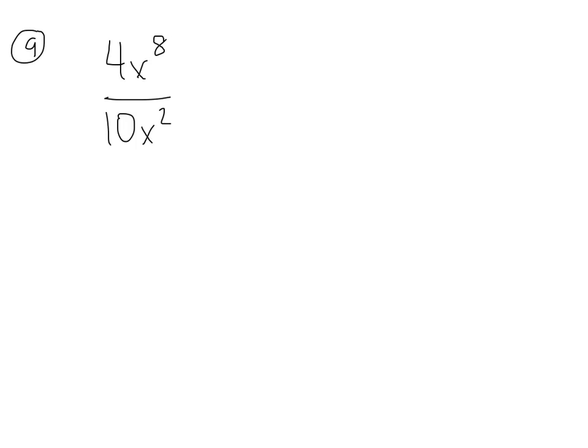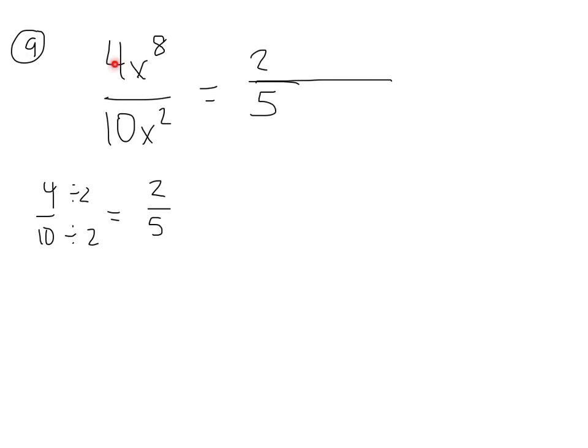Well, how about something like this, though? 4x to the 8th over 10x squared. If I'm evaluating this, the directions would be evaluate or maybe simplify. Let's think. I have a 4 over a 10. There's a fraction I know how to deal with. I can simplify 4 over 10: if I divide the top by 2 and the bottom by 2, that gives me 2 over 5. So I'll rewrite this as 2 over 5 to begin with. Now, I've dealt with that, but let's deal with the x to the 8th over x squared.